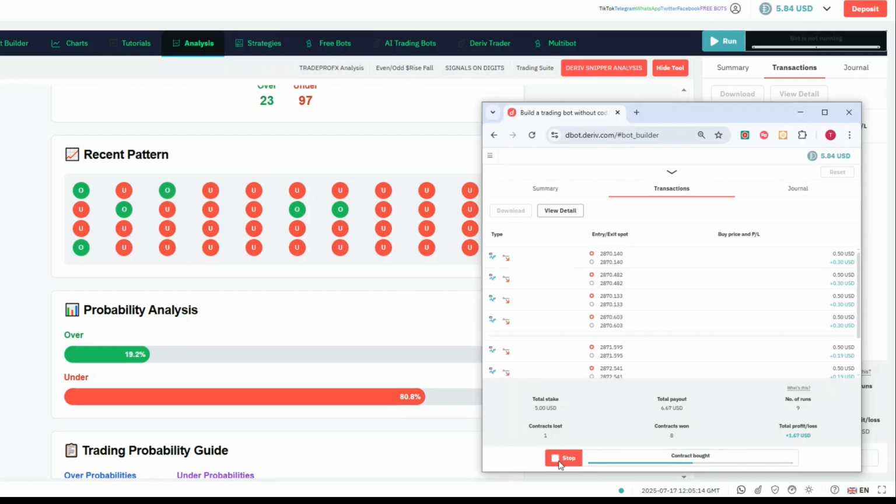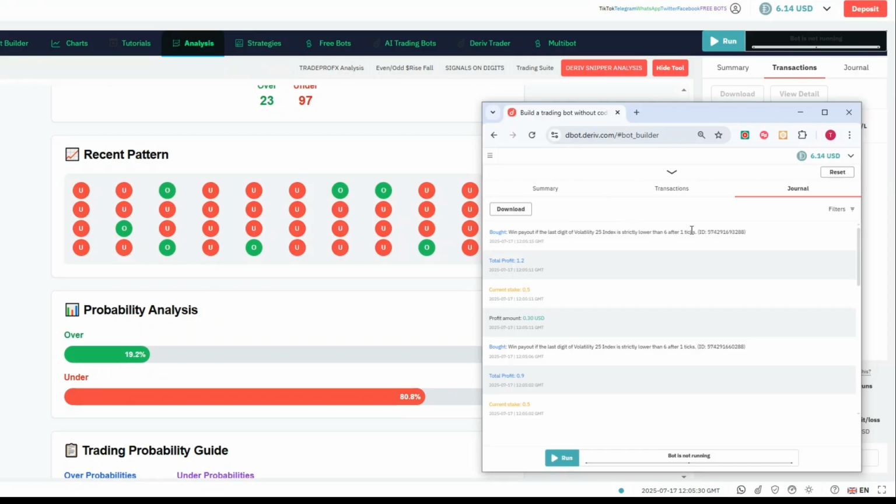Let's call it a day. So you wait for the 10 runs, and then you can call it a day. Finally, those are 10 runs, and you stop your bot. We were trading under digit 6 by that time. So that's how you use the deriv sniper analysis.